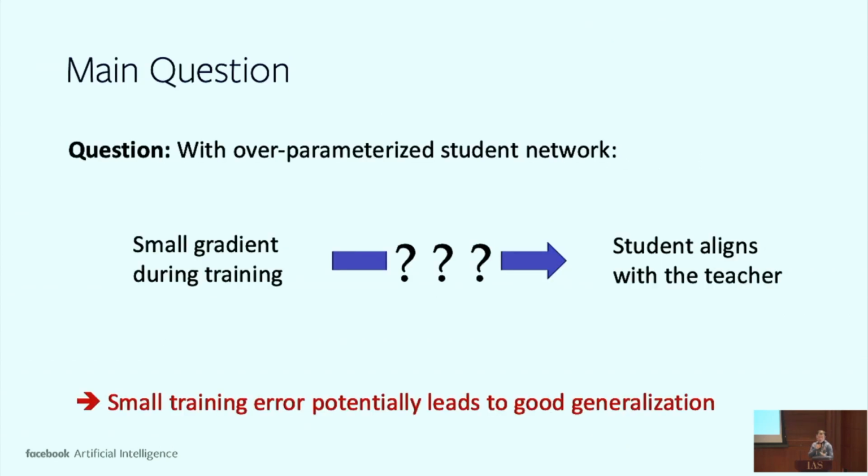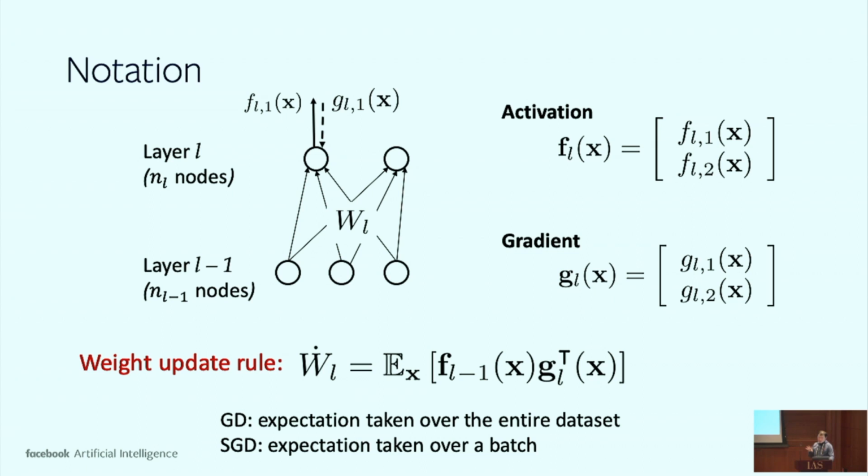The main question we want to ask is: with this over-parameterized student network, if we train the network until we arrive at a very small gradient, will this very small gradient give you alignment between student and teacher? If this is true, then a small training error will potentially lead to good generalization. So we are trying to move one step further in that direction. Before that, I'm going to talk about some very simple notation.